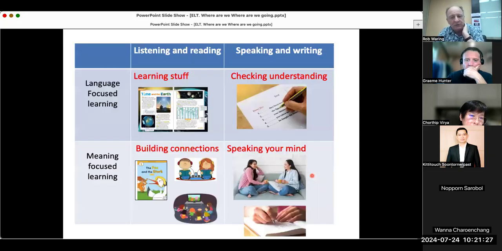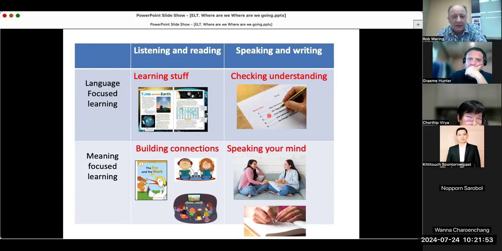So if we go back to the balanced curriculum, the first box here we can largely say is about learning stuff. Here's a new piece of grammar, here's some new words, here's something new. And then this box here is really about checking understanding. By writing about something, by speaking about something, you're actually getting the opportunity to check you understand. That might be a test, or it might be a controlled productive activity.